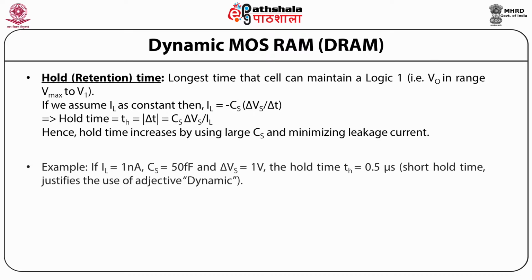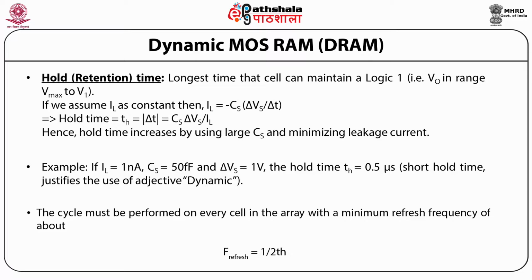Students, let us consider an example. Now, if IL equal to 1 nanoampere, Cs equal to 50 picofarad and delta Vs equal to 1 volt, then the hold time is Th equal to 0.05 microseconds. Memory cells must be able to hold the data till the power is applied. So, in order to overcome the leakage problem, DRAM arrays use a refresh operation where the data is periodically read from every cell, amplified and then rewritten. The cycle must be performed on every cell in the array with a minimum refresh frequency of about 1 by 2 Th.